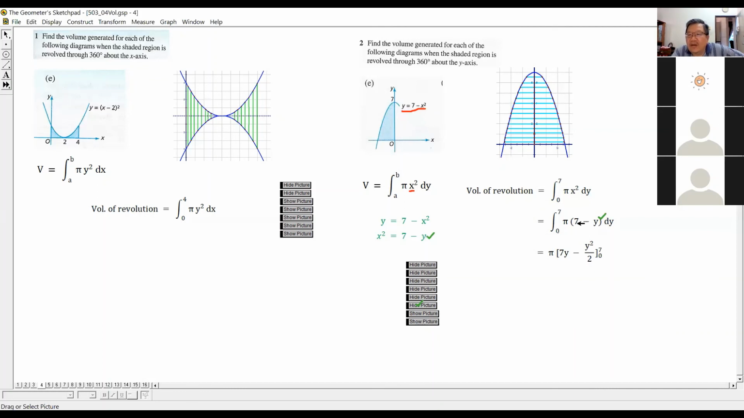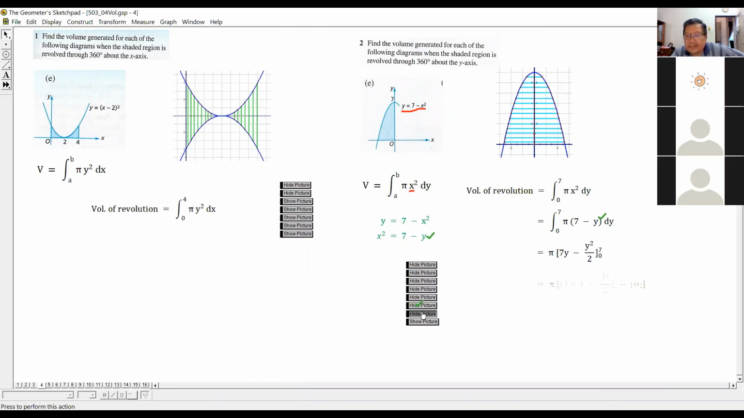So then you integrate directly. 7 becomes 7y because you integrate with respect to y. Integrate y becomes y square over 2. And the pi, you just leave it outside the bracket.